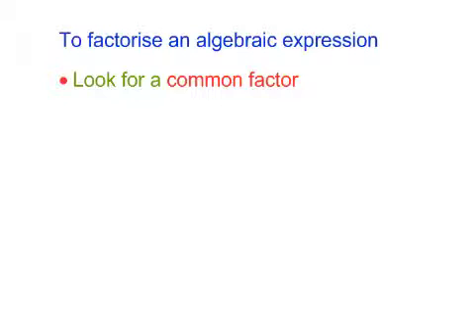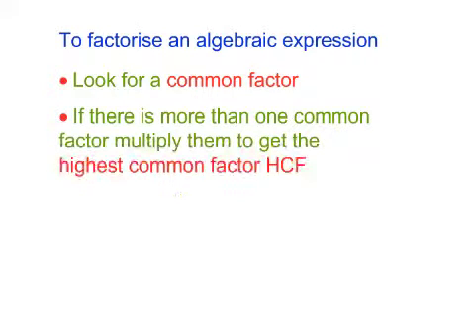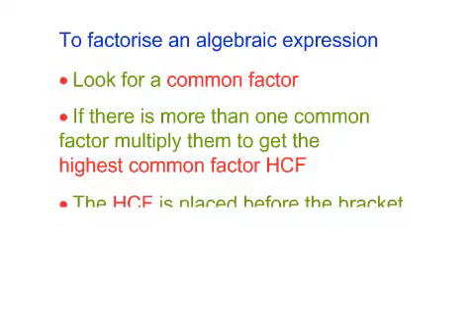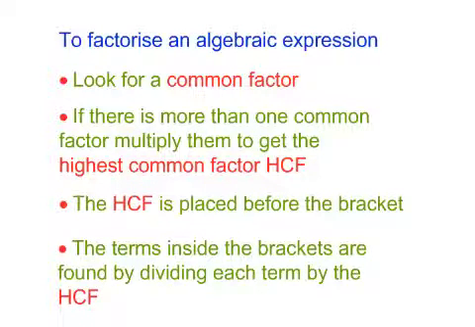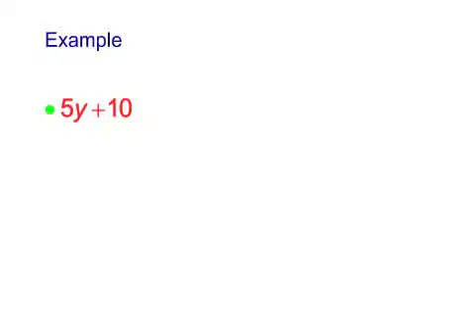So, to factorise an algebraic expression, we look for a common factor. If there is more than one common factor, we multiply them to get the highest common factor, HCF. The highest common factor is then placed before the bracket, and the terms inside the brackets are found by dividing each term by the highest common factor. Let's do some examples to explain these four important steps.